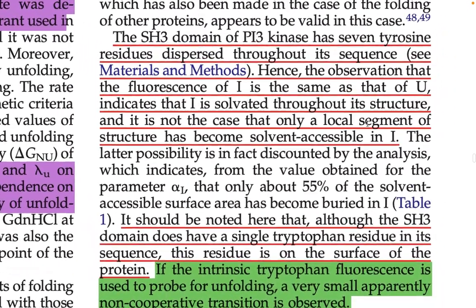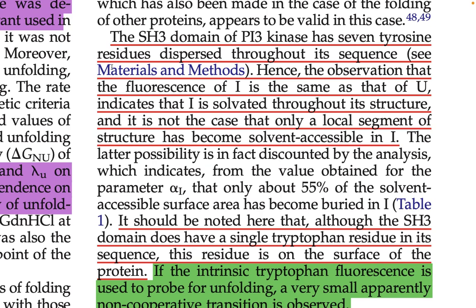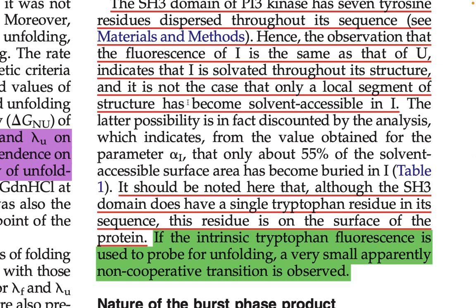So, the SS3 domain of PI3 kinase has 7 tyrosine residues, and since I and U have similar fluorescence at 300 nanometer, it indicates that I is solvated throughout its structure, and it is not the case that only a local segment of structure has become solvent accessible in I.